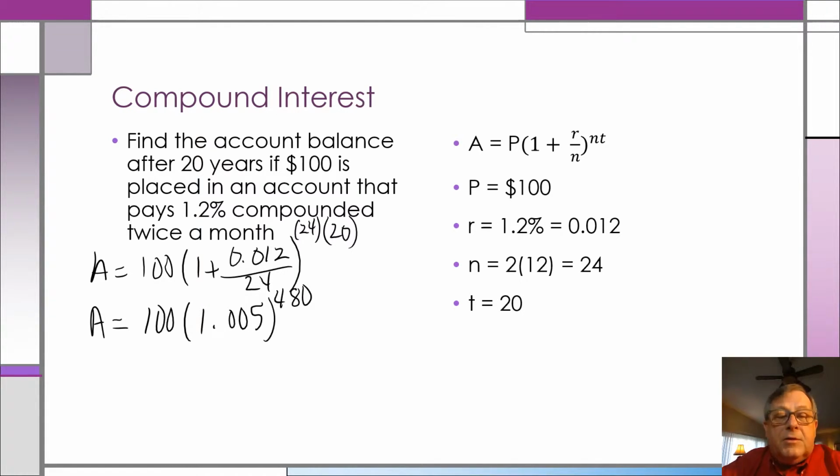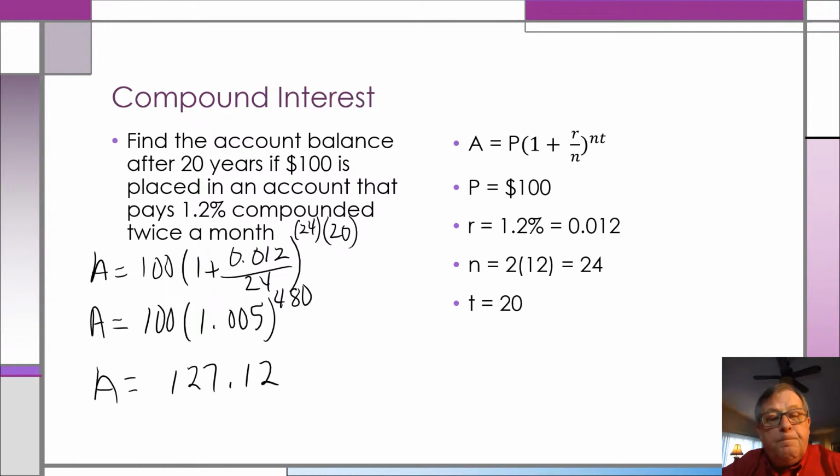Now, the next thing I need to do is take this 1.005 and apply the exponent of 480. We're going to raise it to the 480th power. And I'm not going to write that figure down because it's going to be, well, a long number. But I am going to take that and then multiply that by 100, and what we get is 127.12. And I rounded that to the second decimal place.